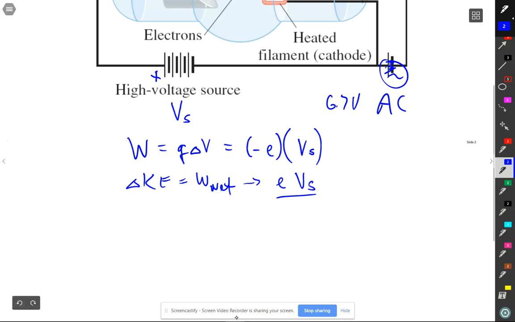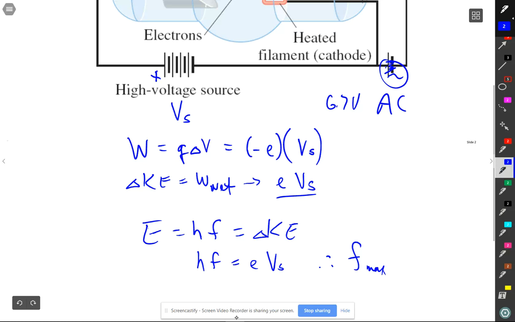Well, kind of. You have E equals hf equals the change in kinetic energy, right? Because it's going to go back to zero. And so hf equals e times the voltage source. So that means hf is less than or equal, because you don't have to transfer all of the energy. So f max is using the equal part. So you can calculate a maximum frequency that the light can have coming off.